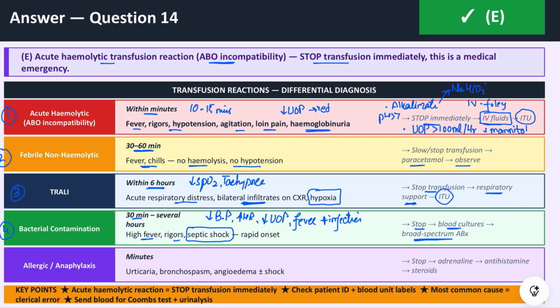Then we have the allergic or anaphylactic reaction. It can develop within minutes. There are certain signs which will help you differentiate it. Allergic reaction and acute hemolytic reaction occur immediately. So how do you differentiate? For the anaphylactic reaction, there will be severe urticaria, that is development of patches all over the body and severe itching. The patient will develop bronchospasm, start gasping for air, and there will be angioedema, and most importantly, the patient will develop features of shock.